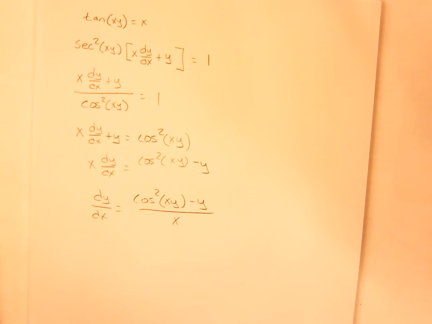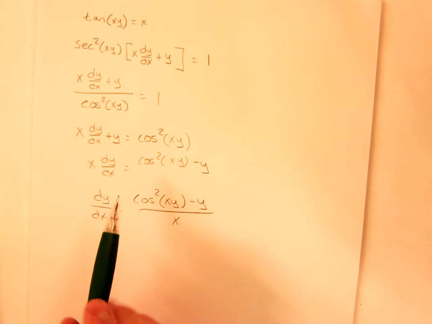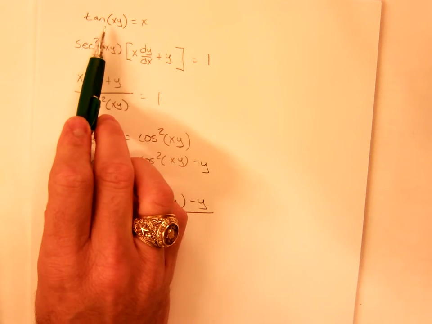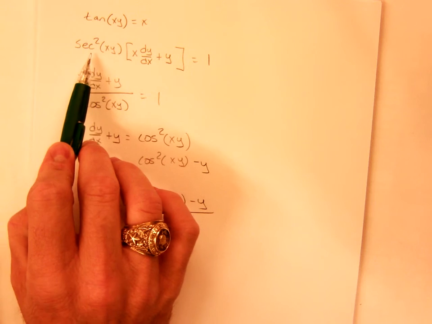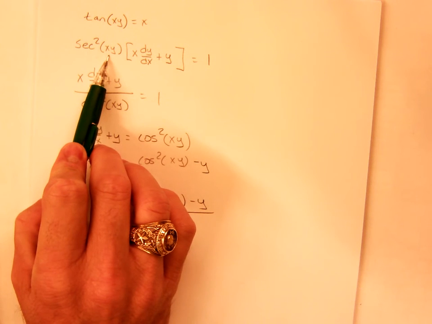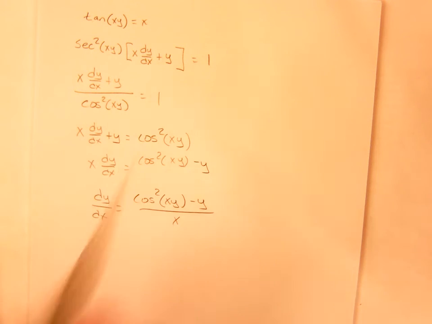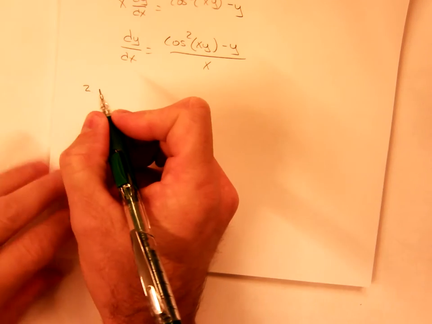Was that the chain rule? That first rule you did? This right here is just the chain rule. So the outside is secant squared xy times the derivative of the inside. All right. Okay. Number 2. Any questions on that?